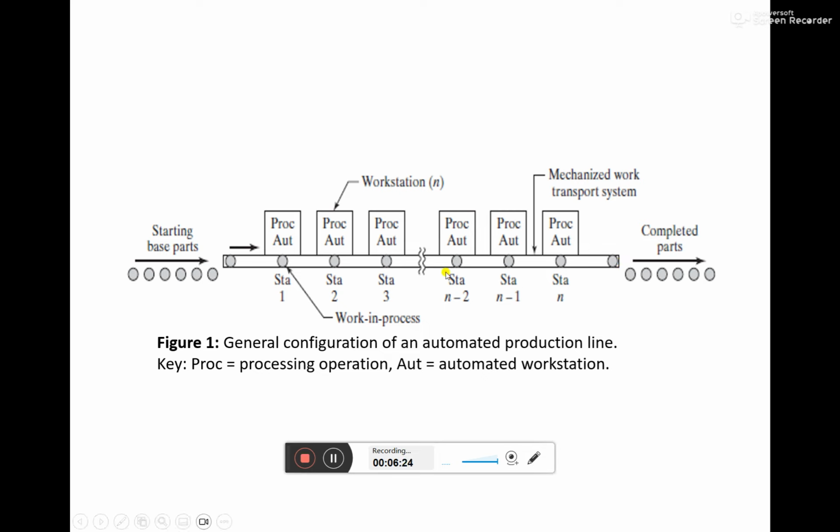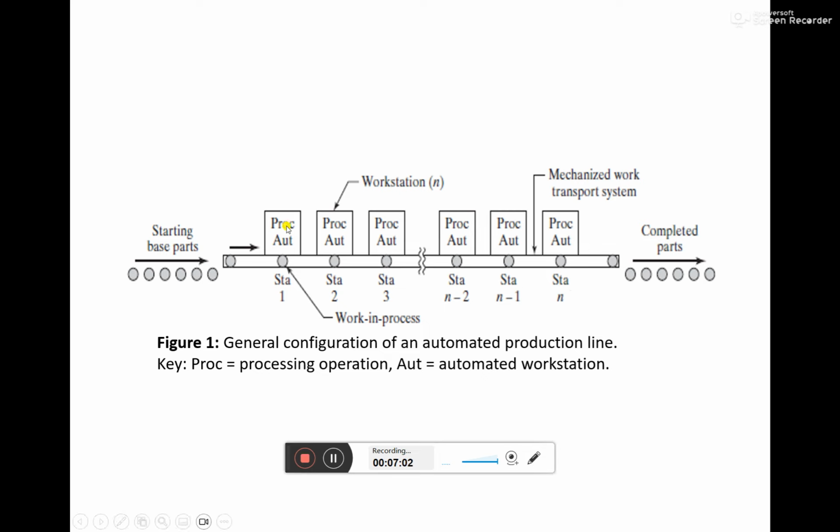From left to right, the base parts move through different stations. This is STA1, meaning station 1, then station 2, station 3, and station n minus 2. For example, this has 6 stations, so n is 6. Then n minus 2 means station 4, station 5 is n minus 1, and station n is station 6. Like that it is represented here.